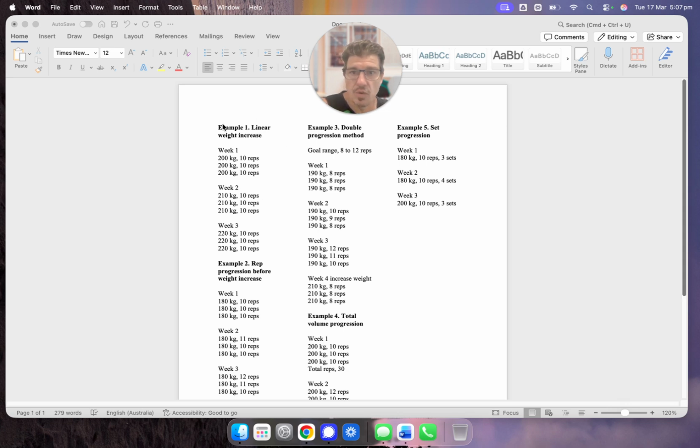Example number 1 is called a linear weight increase. Now all these examples are based on the leg press. So imagine or envisage you using a leg press, and this is how you progressively overload. So example number 1 is the linear weight increase. So week number 1, you stock up 200 kilos on the leg press. So the first set is 10 reps, second set is 10 reps, third set is 10 reps. Then you roll back around on week number 2 and you go to 210 for 10 reps, 210 for 10 reps, and 210 for 10 reps.